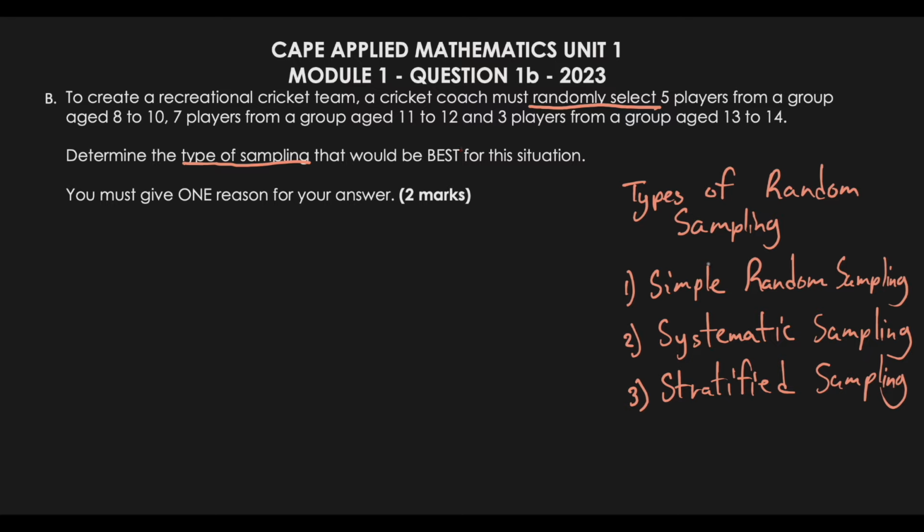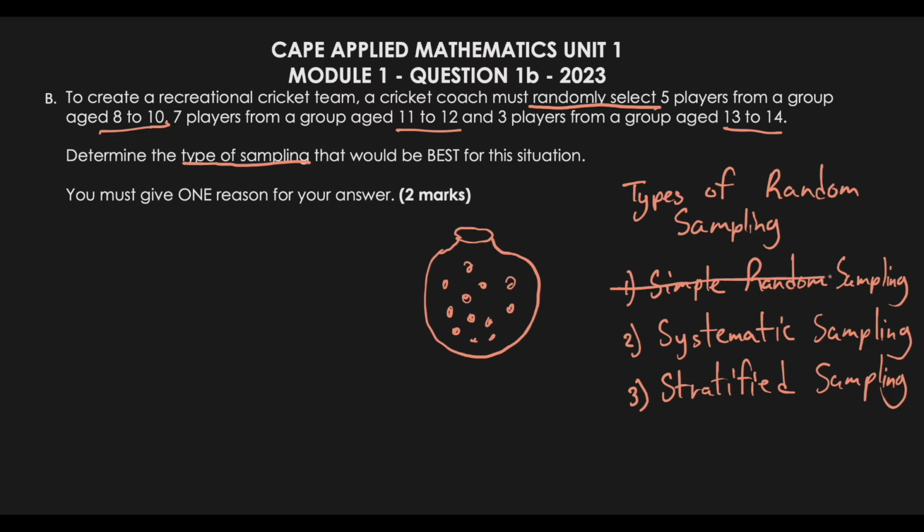So therefore, if you look at simple random sampling, what simple random sampling would do is put all of these cricketers, so all the cricketers that they have, you would put their names in something and randomly pick them out. Because of that, we may not get people representing all these groups that we see here. We may end up having all the people selected from one particular group, which is something that we do not want. So we know that's not the case.